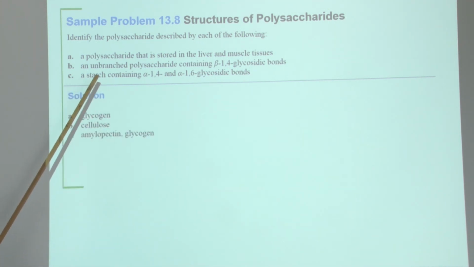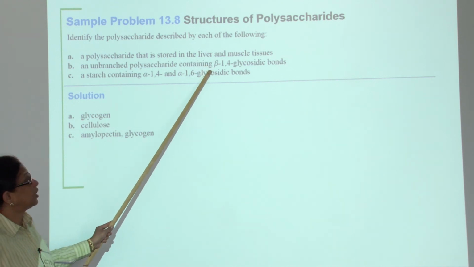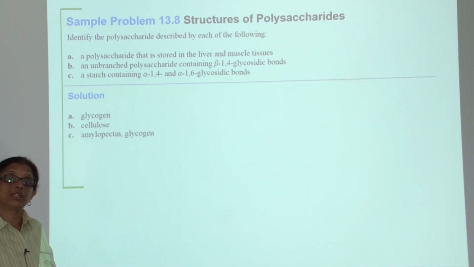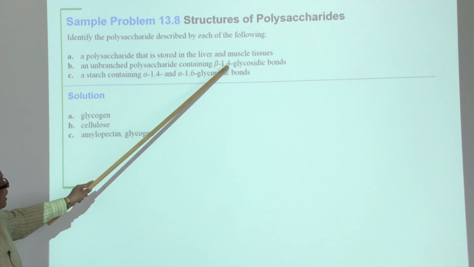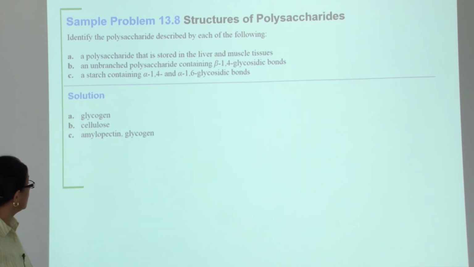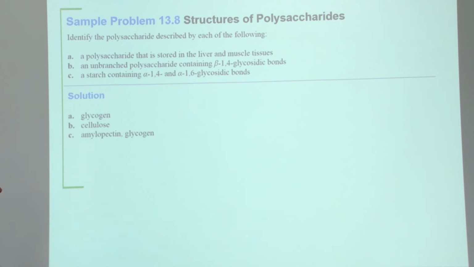An unbranched polysaccharide containing beta 1,4 glycosidic bonds: cellulose is the polysaccharide with beta bonds. These are the bonds that are not digested by humans, and we discussed in the previous section that these are only digested by grass-eating animals. So a beta 1,4 glycosidic bond will be cellulose. Alpha 1,4 and alpha 1,6 will be amylopectin and glycogen. So identifying those is also important.